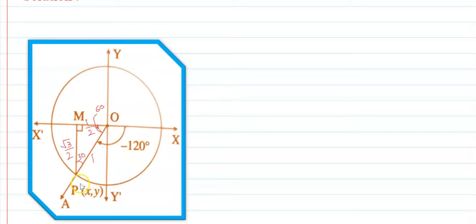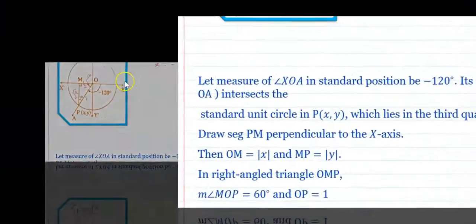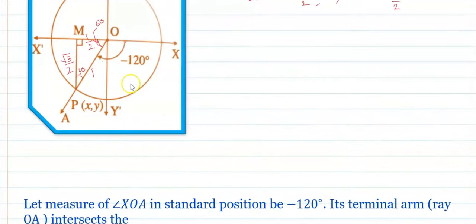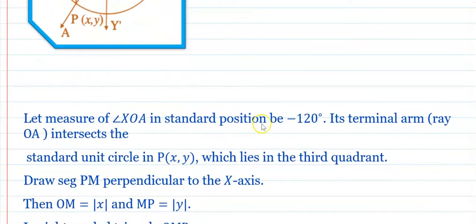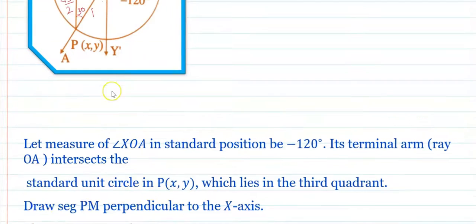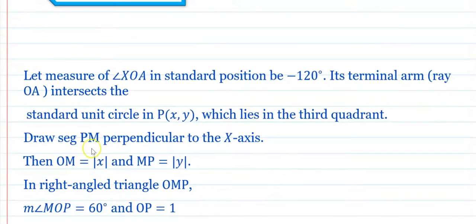The point P lies in the third quadrant, therefore x is negative and y is also negative. x is equal to OM, that is equal to minus 1 upon 2. And what about the y? y is equal to minus root 3 upon 2. Okay. Now we can find out all the values. Let the measure of angle XOA be equal to minus 120. Its terminal arm intersects the standard unit circle in point P, which lies in the third quadrant. Draw PM perpendicular on the x-axis.